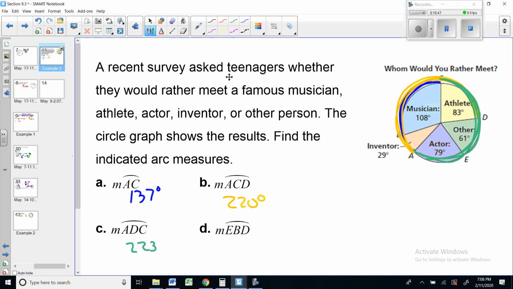And then for the last one, we start at E. We're going to roll around all the way back to D over here. Now, you have almost the entire circle except that little mint colored others, which is 61 degrees. So we're going to take 360 and subtract that 61 away. That's going to give us 299. Any questions on that?